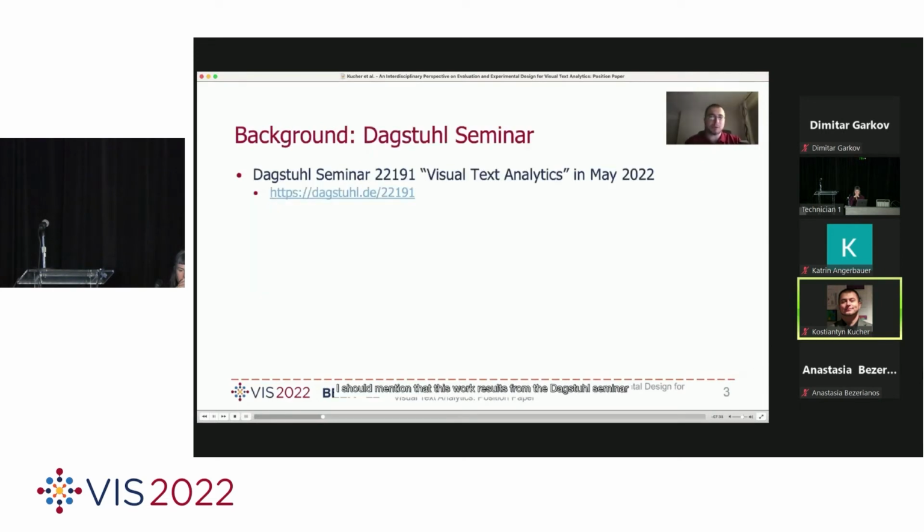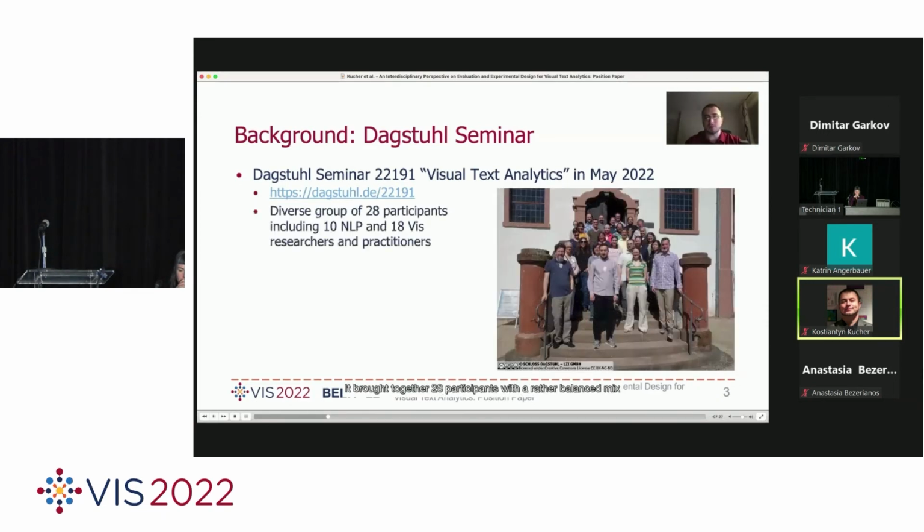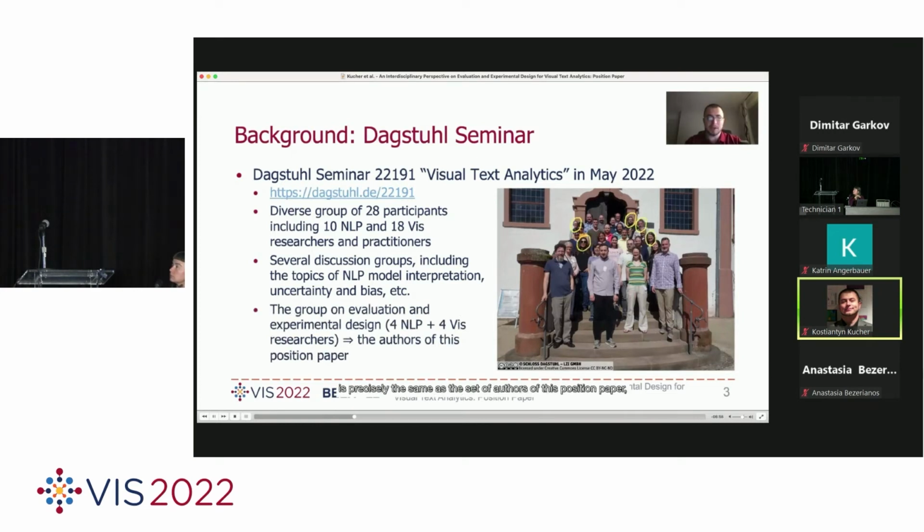I should mention that this work results from the Dagstuhl seminar on visual text analytics, which took place in May 2022. It brought together 28 participants with a rather balanced mix of NLP and visualization researchers and practitioners. During the seminar, the participants formed several discussion groups, including the topics of NLP model interpretability, uncertainty and bias in visual text analytics, and so on. One of the discussion groups focused on the issues of evaluation and experimental design of VTA. And the set of participants of that discussion group is precisely the same as the set of authors of this position paper, with a balanced mix of NLP and visualization researchers.